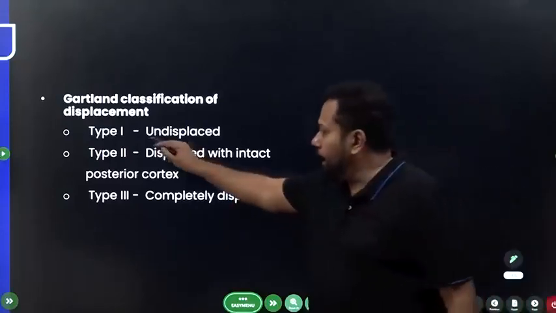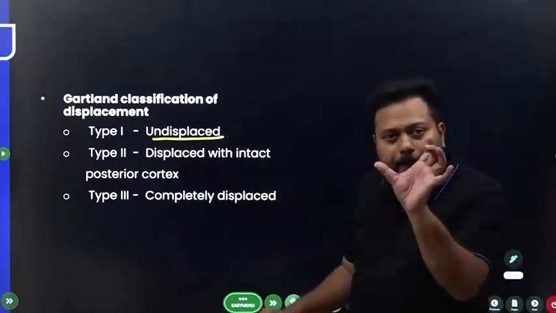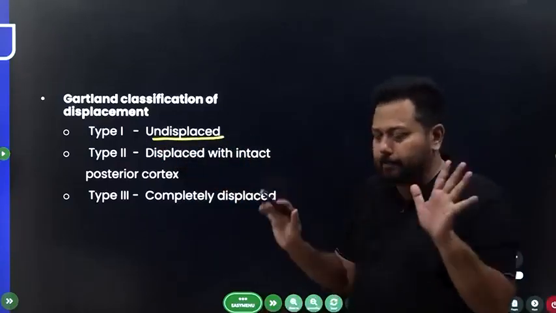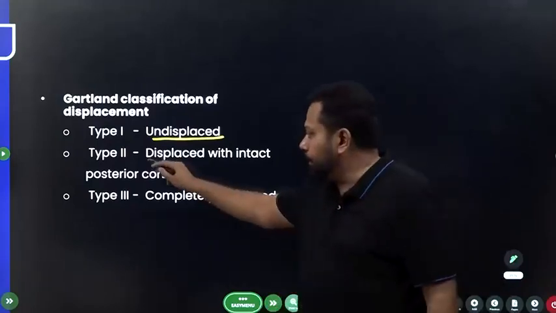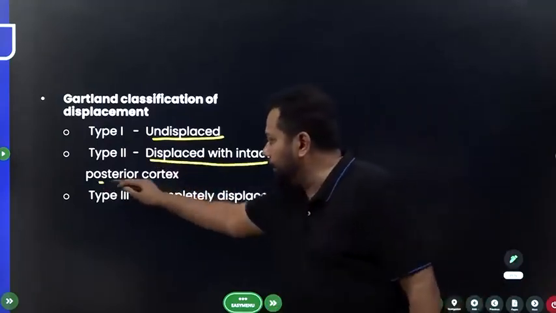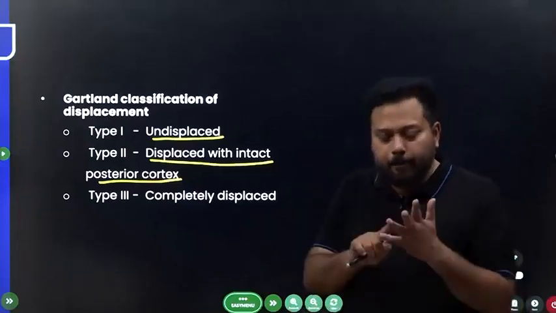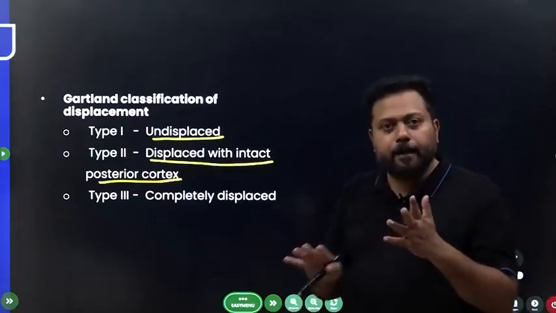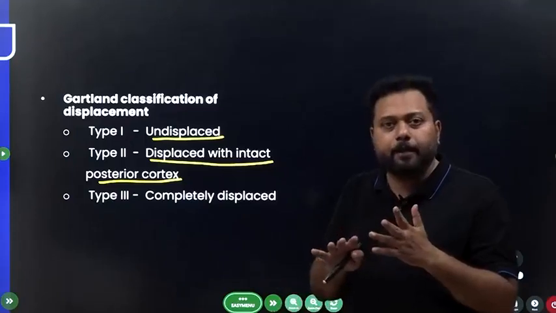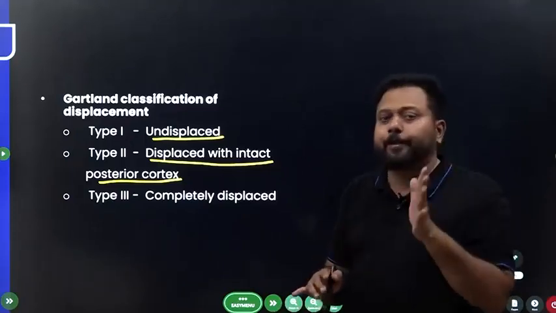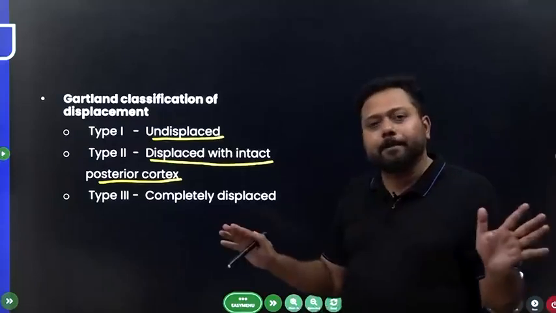Type 1, undisplaced, just a hairline crack is there. Type 2, displaced with intact posterior cortex. Type 3, completely displaced. Type 1, undisplaced. Type 2, partially displaced, that is, posterior cortex should be intact. Type 3, completely displaced, totally displaced.